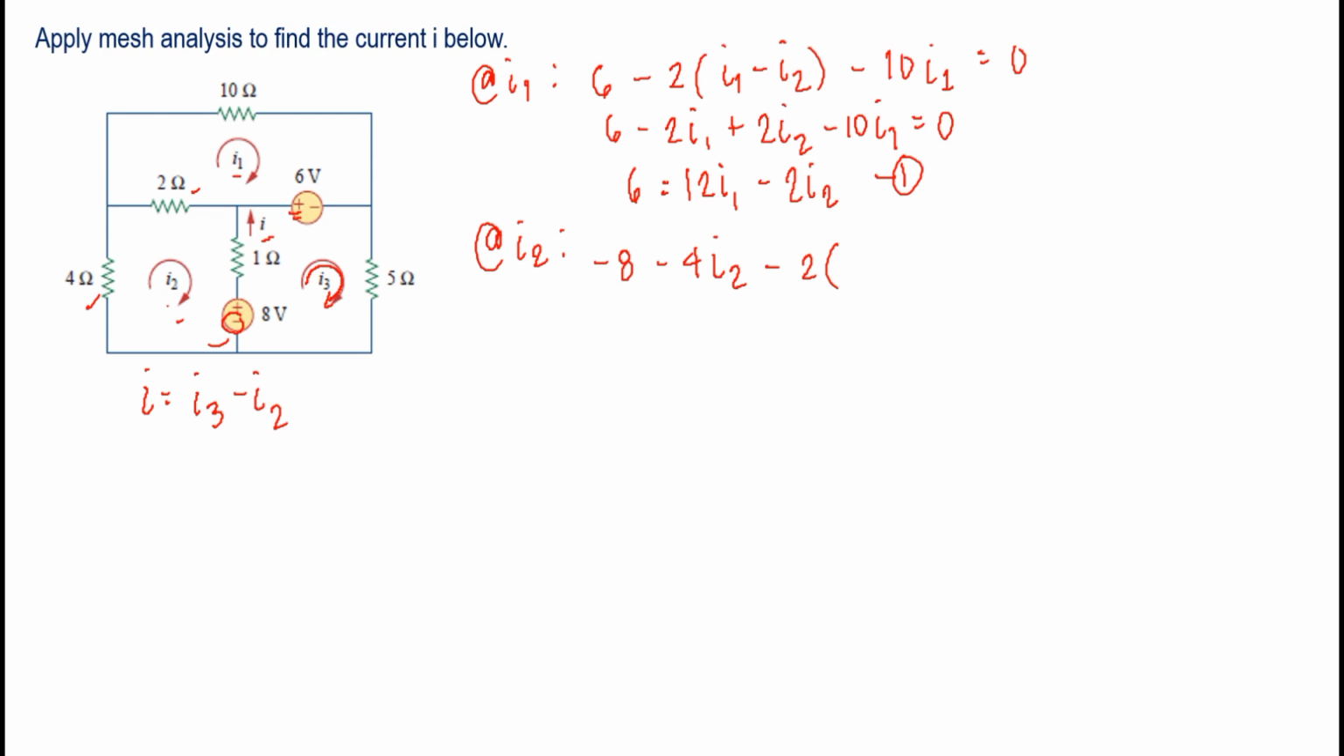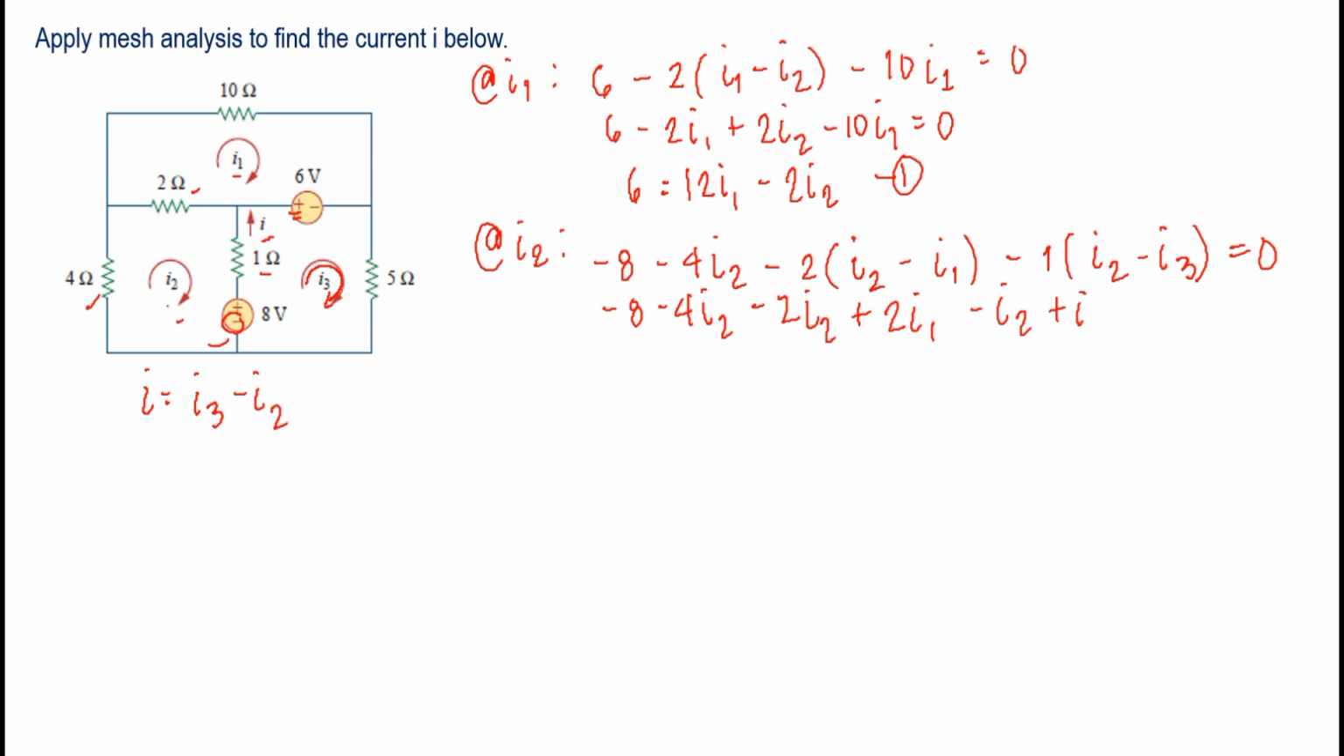But since we are already in loop 2, I2 is first. So I2 minus I1, then minus 1 ohm for this one, and it is in common for I2 and I3, so this is I2 minus I3, equal to 0. So we have negative 8 minus 4I2 minus 2I2 plus 2I1 minus I2 plus I3 is equal to 0.